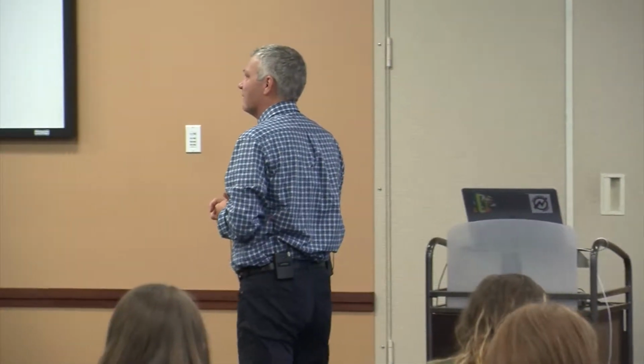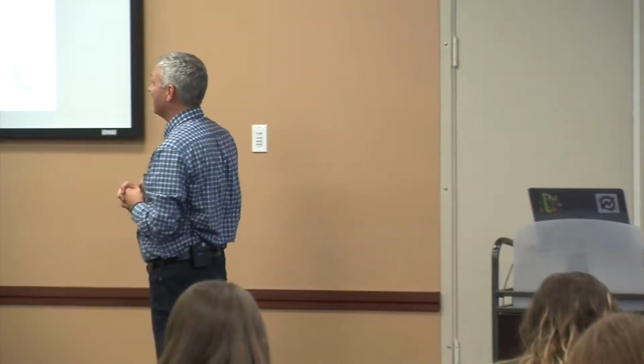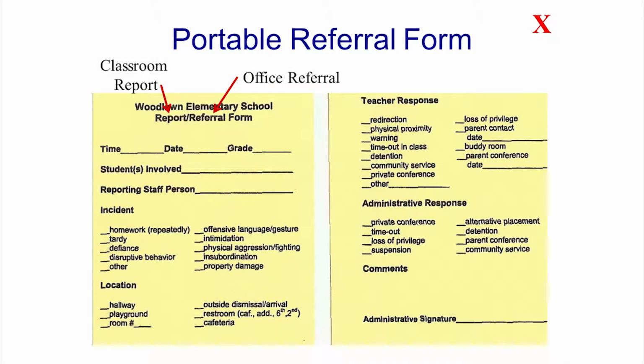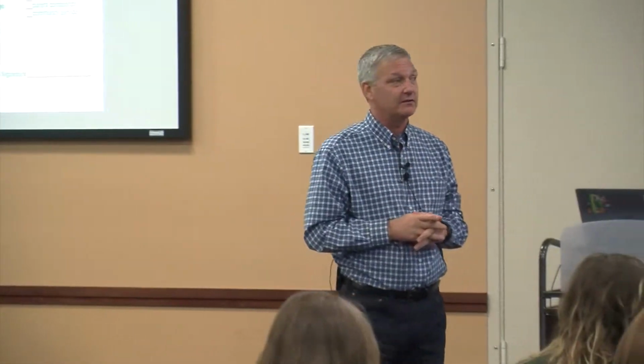So when we think about office discipline referrals that go to the office for kids having problems, we generally want to know how often, where, when, what, and who. And there are some simple ways we can get that information, that big 5. This is my favorite data collection form of all time. This is from an elementary school in Fairfax, Virginia. Notice that this is a report and a referral. You can use it for either one. I'll describe that in a second.